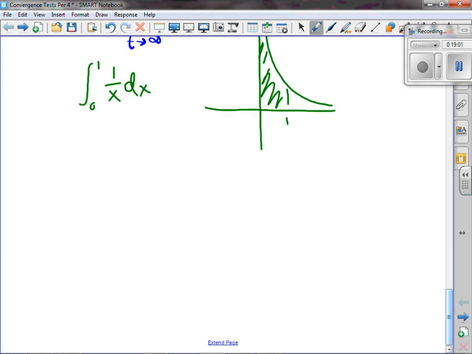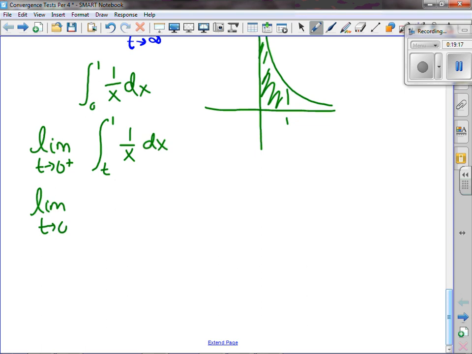So you have to do the same thing here. We take the limit as t approaches 0 from the right side. So we're going to go from t to 1 of 1 over x dx. What's going to happen to this one? Is this going to converge? What's that antiderivative? Natural log of x. We're talking about positive numbers, so I do not need the absolute value, from t to 1. And so it's the limit as t approaches 0 from the right, because log doesn't exist from the left, of log of 1 minus the log of t.